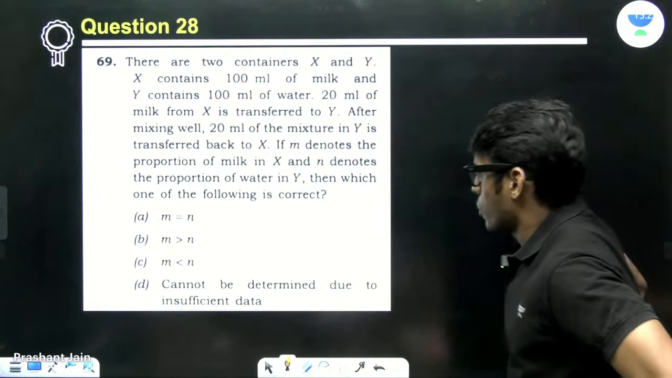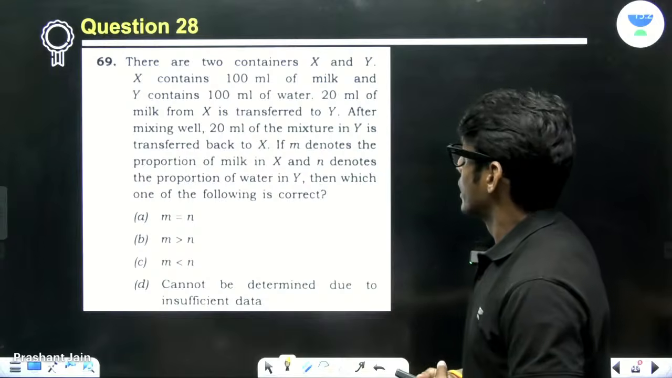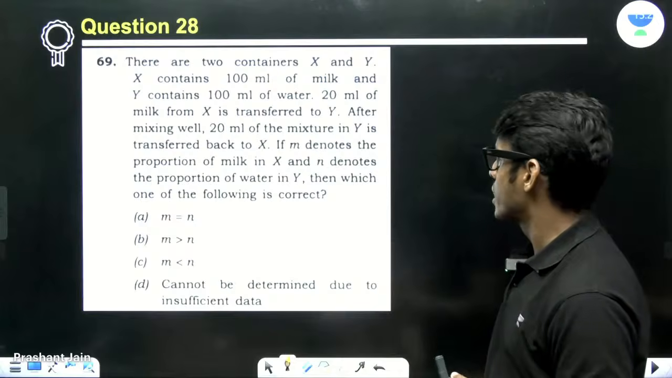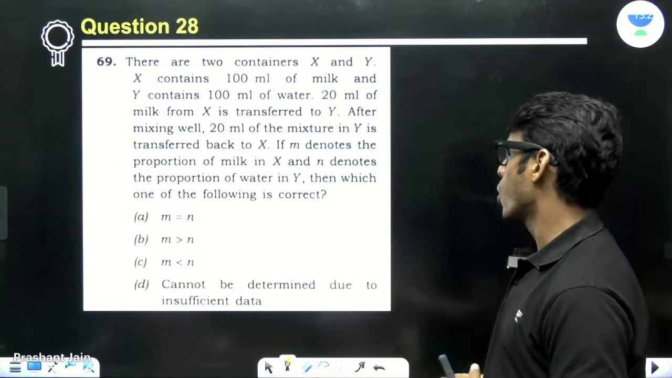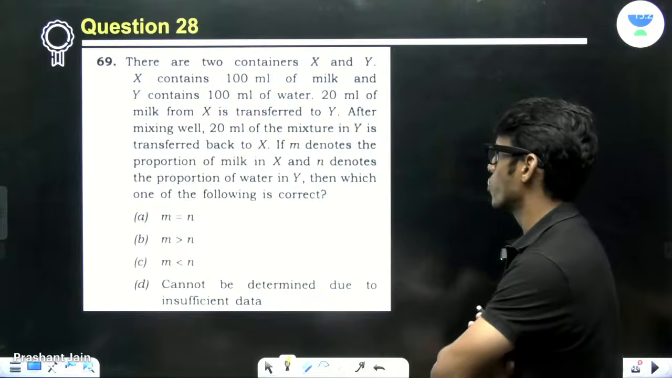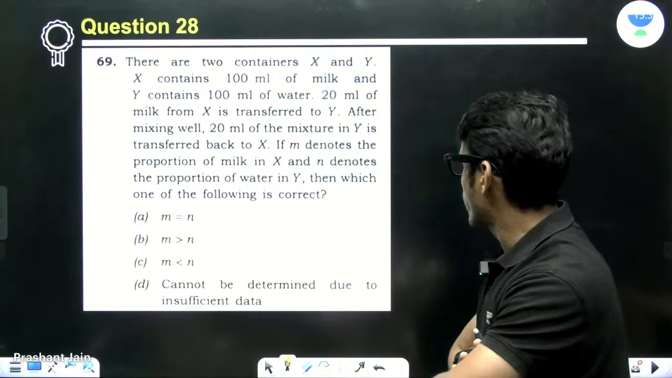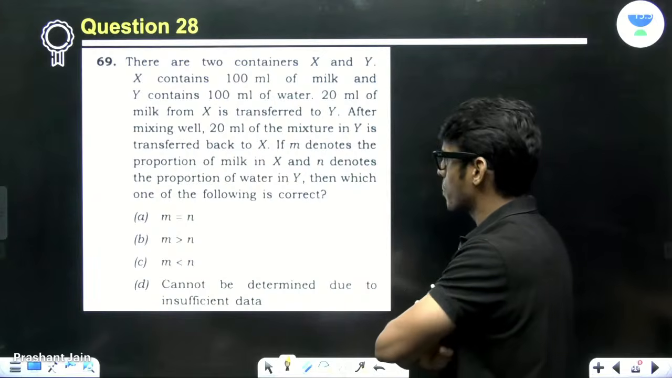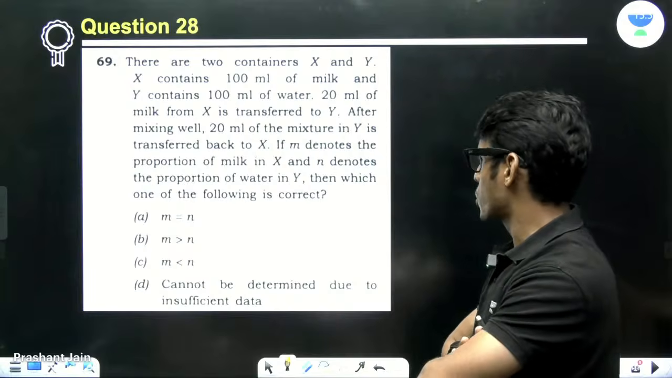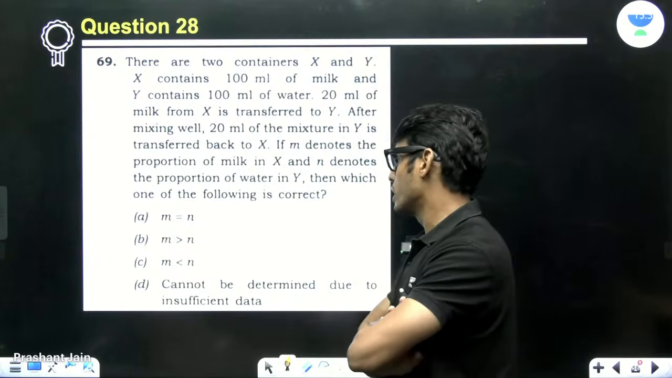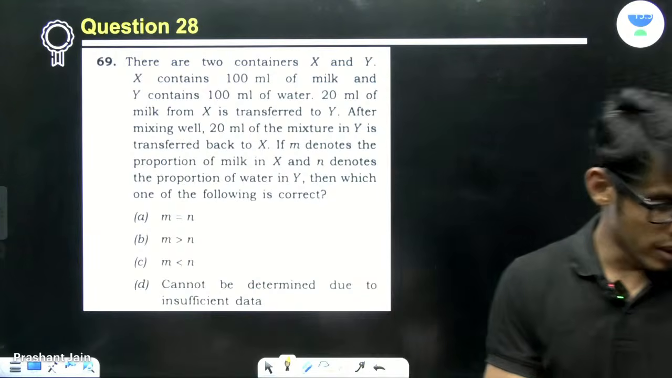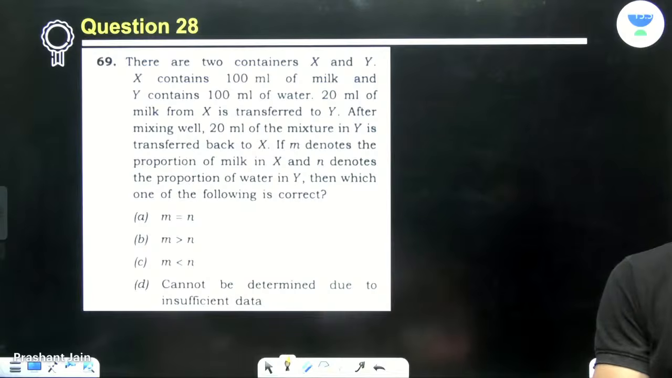Okay. Now, let's do this. There are two containers X and Y. X contains 100 ml of milk and Y contains 100 ml of water. 20 ml of milk from X is transferred to Y. After mixing well, 20 ml of the mixture in Y is transferred back to X. If M denotes the proportion of milk in X and N denotes the proportion of water in Y, then which of the following is correct? This is a very doable problem, and we'll do it.